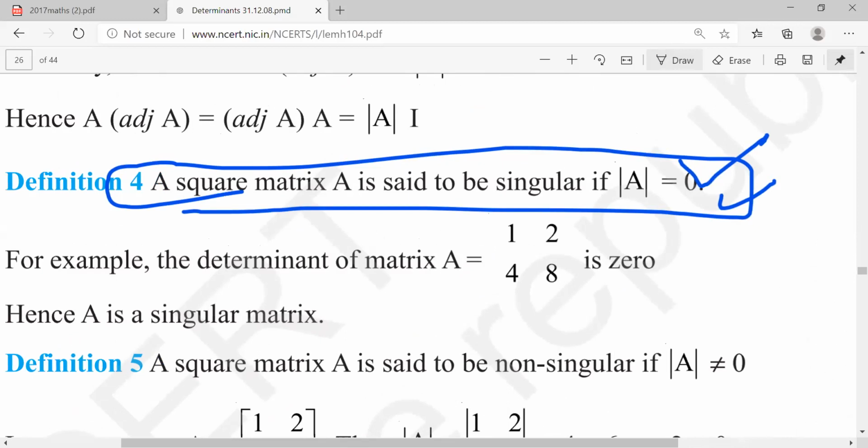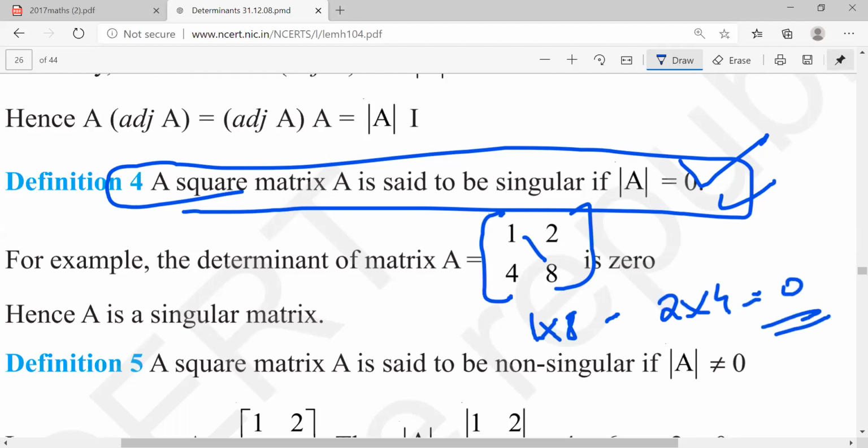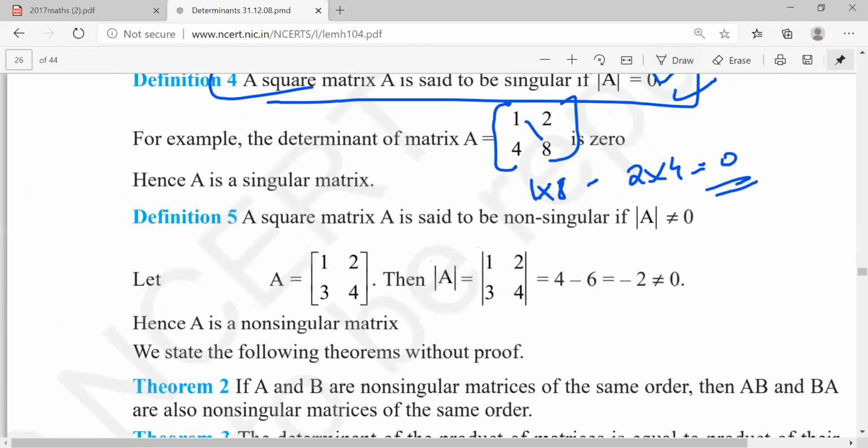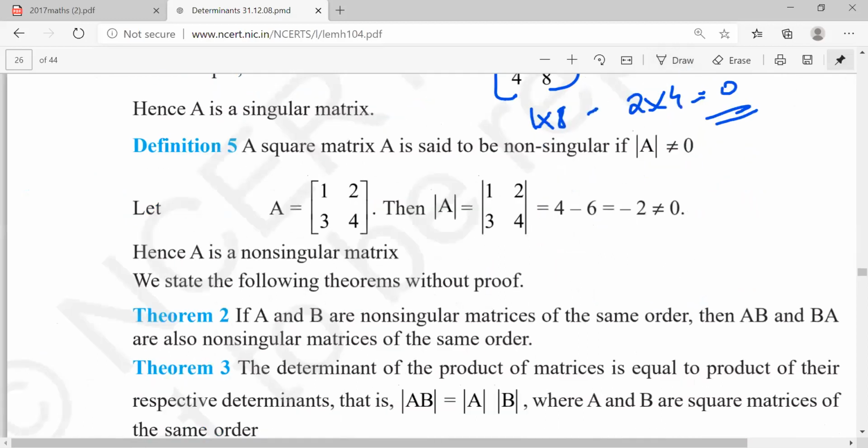A square matrix is said to be singular if the determinant of A is 0, which means this is a square matrix. Correct? 1 into 8 minus 2 into 4. What is the answer? 0. Which means this matrix is said to be a singular matrix. Non-singular means determinant not equal to 0. That's it.